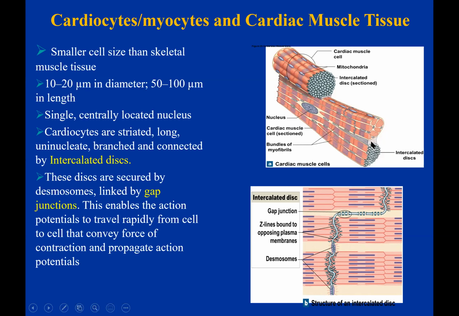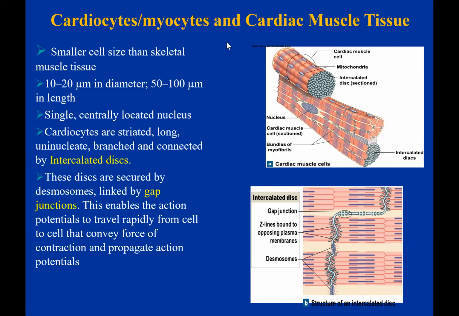In this intercalated disc, you can see a lot of desmosomes anchoring the cells with each other, and something called gap junctions. Through gap junctions, the cells can exchange ions, and it can trigger the action potential much faster because of the sharing. So it's very important. The action potentials can travel fast from cell to cell, and it can convey the force of contraction, and it can propagate the action potential quickly because of the gap junctions.